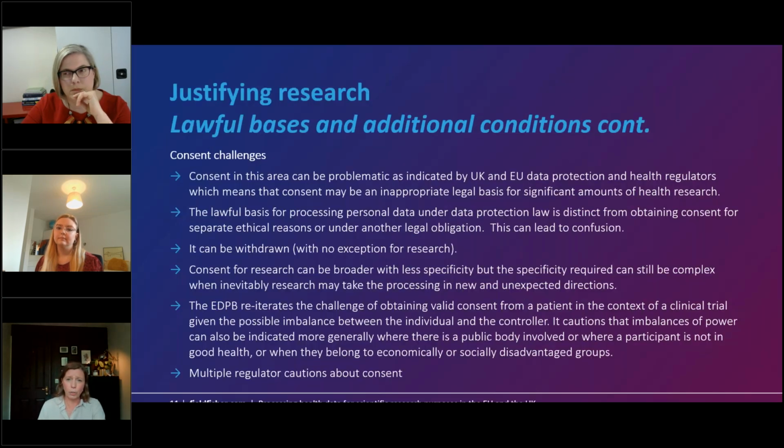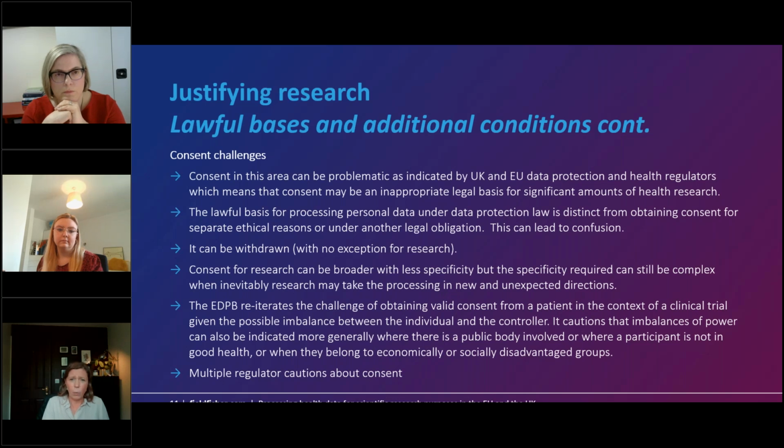I mentioned it shouldn't be your go-to justification. Multiple regulators across the board have indicated that's the case. There are real problems with it, and there's strong indications that it's probably going to be inappropriate for significant amounts of health research. Why is that? You might think when you are looking at research that consent is compulsory. You might be told that you've got to have consent.